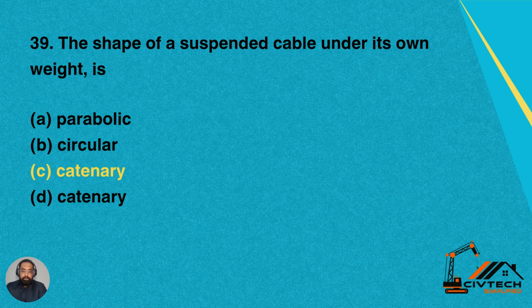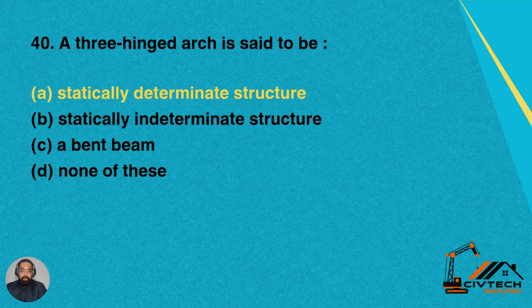39. The shape of a suspended cable under its own weight is option A, parabolic; option B, circular; option C, catenary; option D, quaternary. So C is the correct option, catenary.